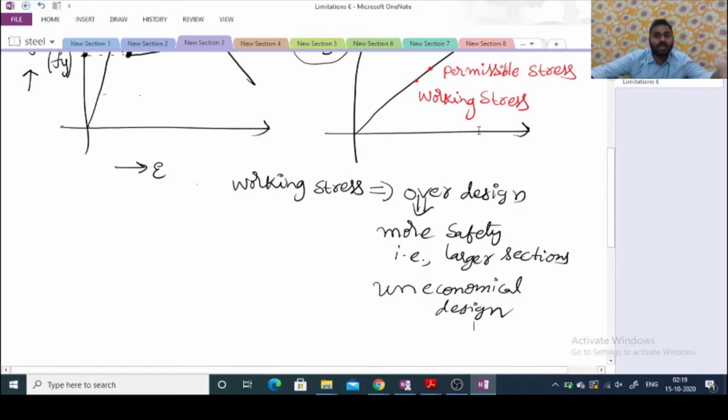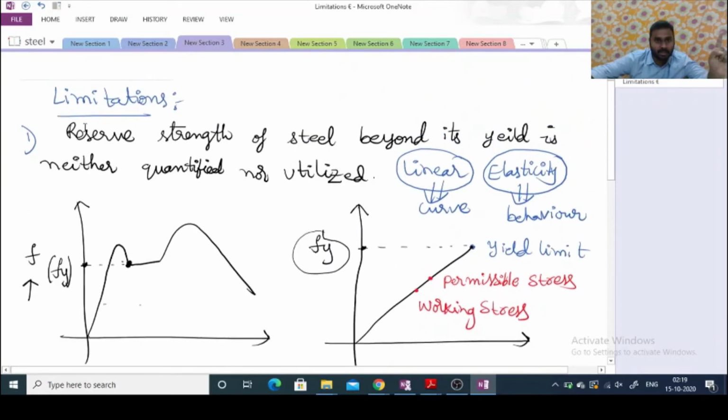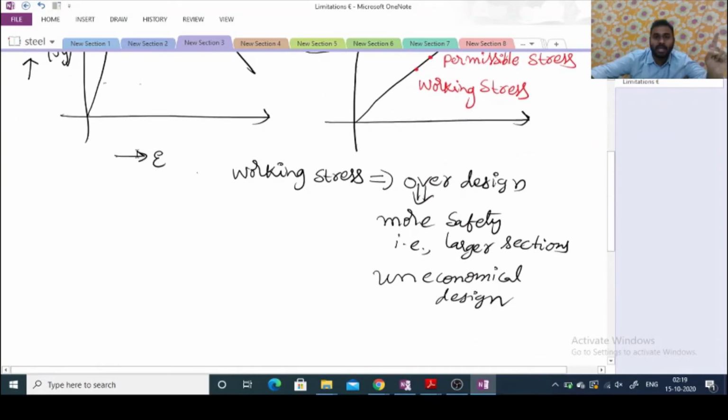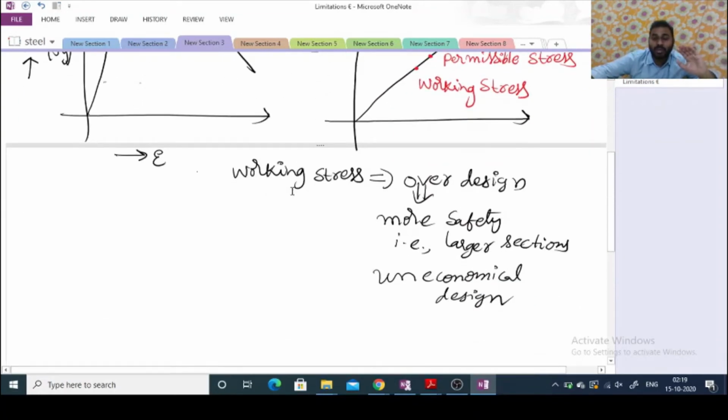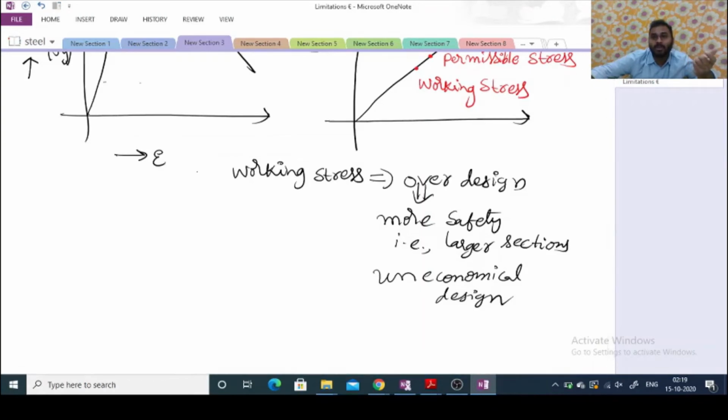Which is not true. That is one drawback, which comes under this category because of non-utilization of reserve strength. Another is because of the usage of working stress in the design. That particular design method results in weaker design, meaning more safety, that is larger sections and uneconomical. Is that okay? Now let us see the other drawbacks.